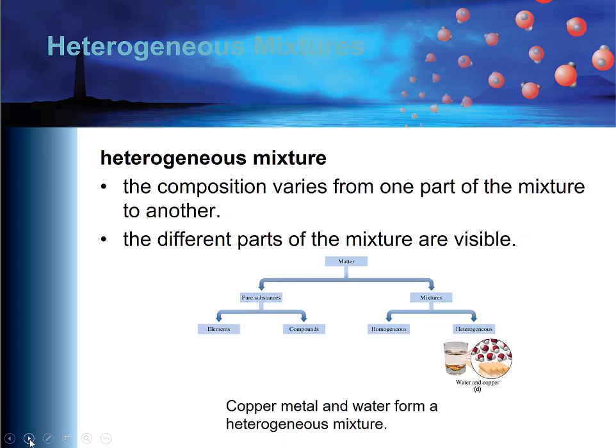The second kind of mixture is a heterogeneous mixture. And this is one where you can see the individual pieces. So the example they have is I have copper metal mixed with water, and I can see the water and the copper separate. If you would think about like orange juice that has pulp in it, you could see the orange juice and then you can see the pulp. So you can see the different parts.